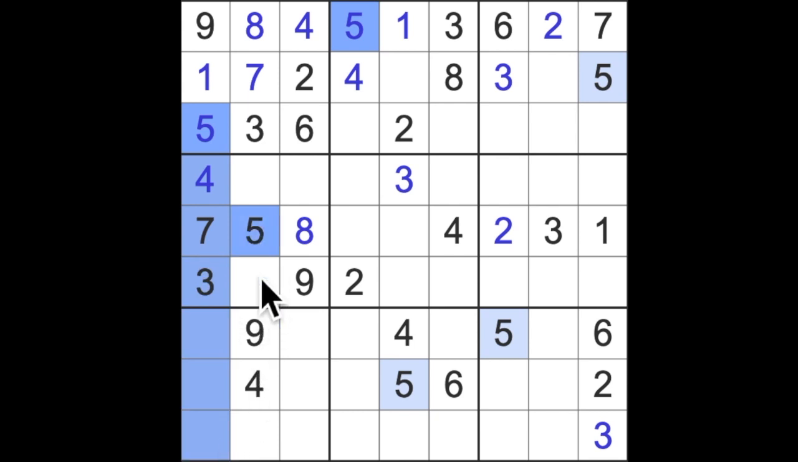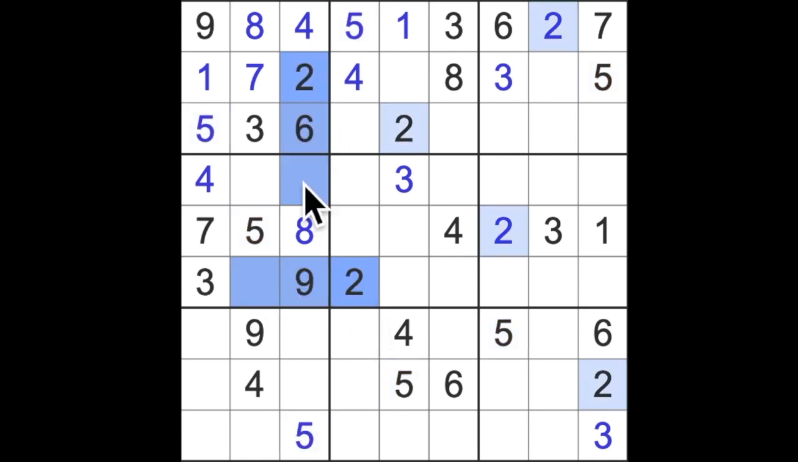Five down these two columns and across these two rows. If I can go a little bit further, that will put the 5 there. 2 blocking across here and 2 down here, so that's where the 2 must go.